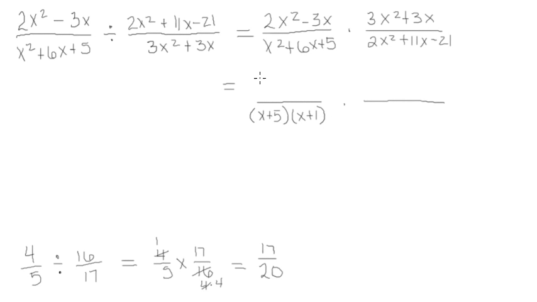In that numerator I see there's only 2 terms and they have a common factor of x, and I'm left with a 2x minus 3. Again, in this numerator I only have 2 terms and I see that they have a 3x in common, so I'm left with x plus 1.